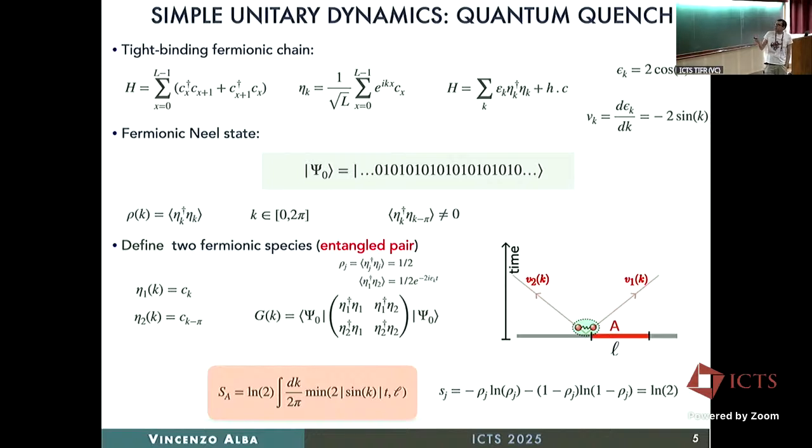Now, in this simple case, you can apply the formula of the previous slide, and the group velocity is sin k. Then you can compute the thermodynamic entropy of the GGE, which depends just on the off-diagonal elements. It depends just on the density of these modes, η1 and η2. And in this particular case, you get log 2. The expression is here. This is the thermodynamic entropy of the GGE, the generalized Gibbs ensemble, also called the Yang-Yang entropy.